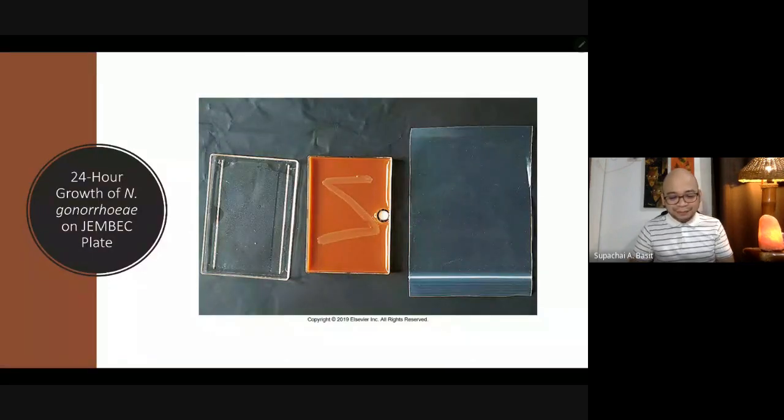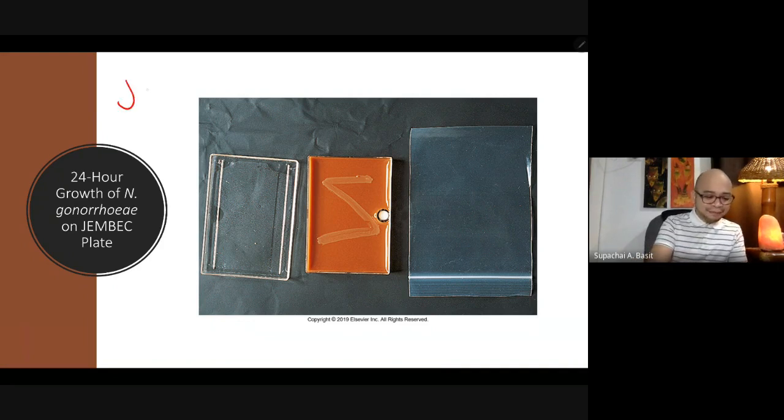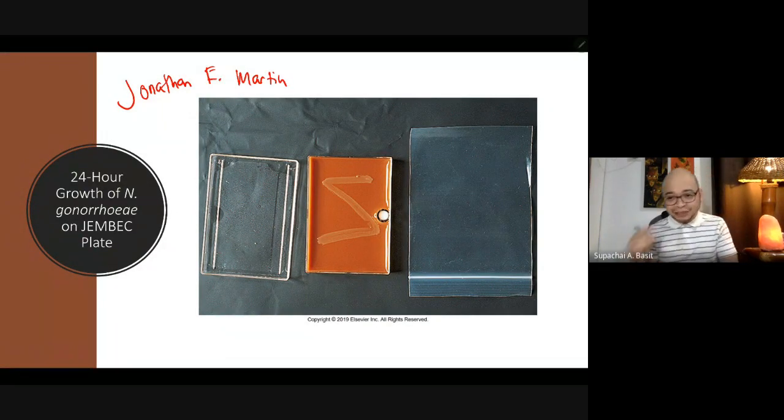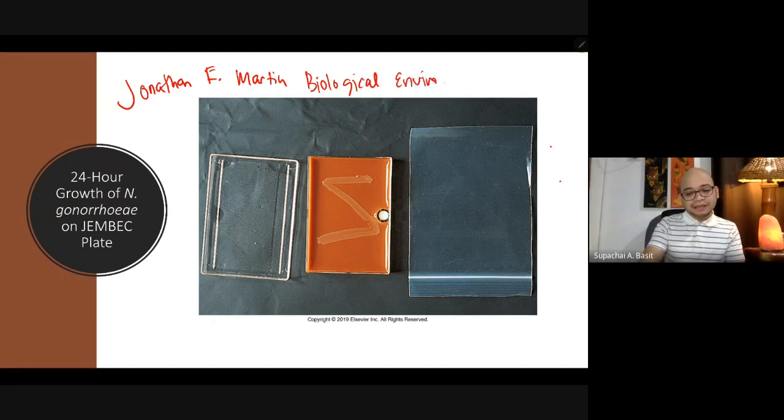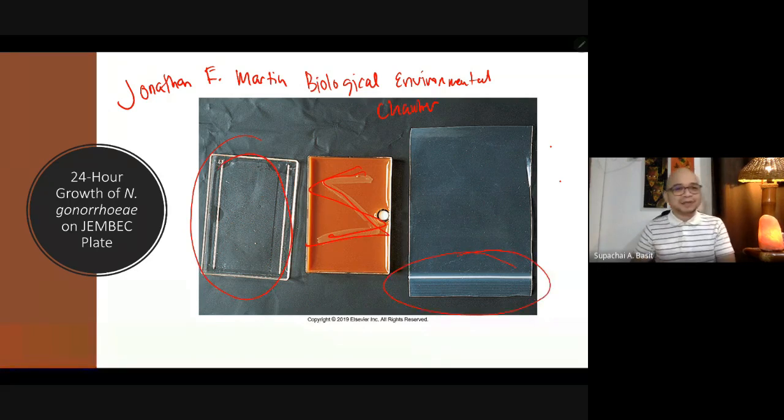This is an example of the Gembeck plate. Gembeck stands for Jonathan E. Martin Biological Environmental Chamber. Jonathan E. Martin is the name of the scientist who discovered it. That's why it's called Gembeck. So, Z-shape. Okay? Z-shape. And then we place it here, and then we send it to the laboratory.